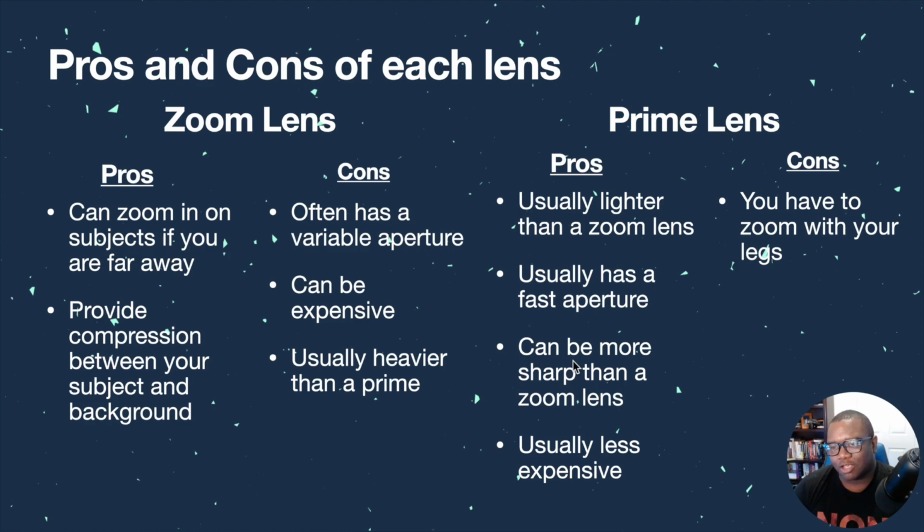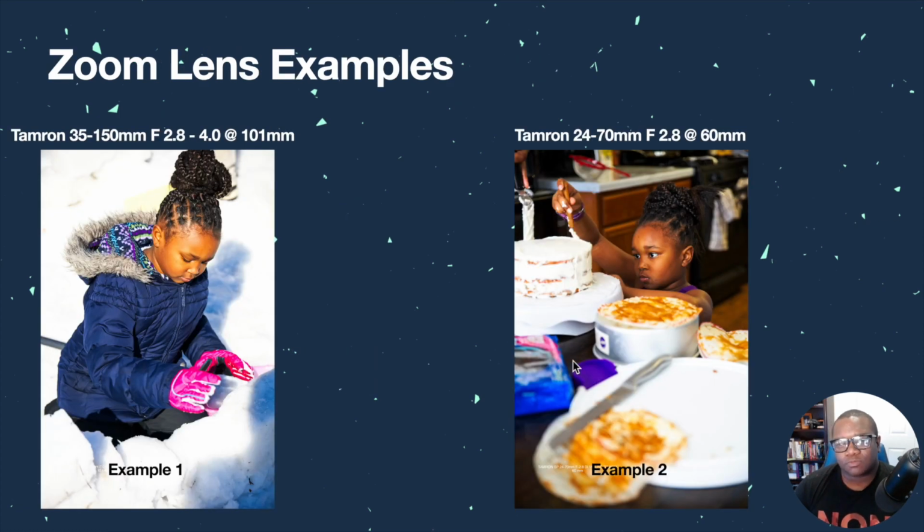Now, some people will say, oh, well, no, an 85 millimeter will do the same thing, and maybe it will. But again, the 85 millimeter prime, that's what I'm talking about. But all I'm trying to get across to you is there are some options. All right, that's all. Now, we're going to get into the zoom lens examples.